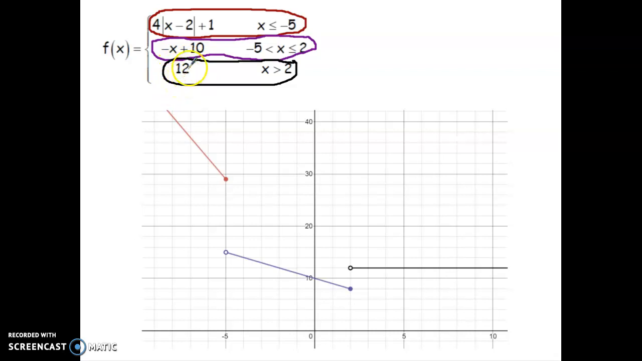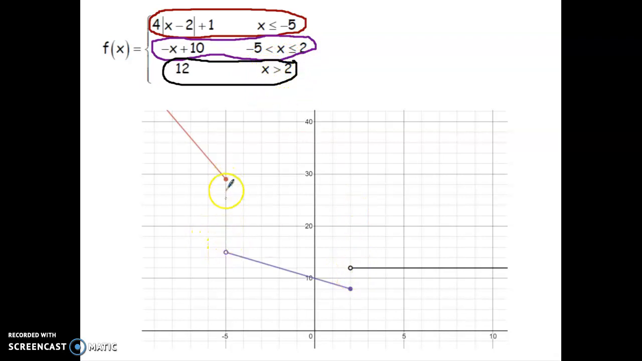All right, now the black one here has just 12. And sometimes people think this is confusing. But remember that f of x is the same thing as y, as long as y is a function. And y equals 12, we looked at before as being a horizontal line. So here's my horizontal line, y equals 12. My x value is changing, but my y value is not. It starts when x is greater than 2. So notice that on 2, I have an open circle.